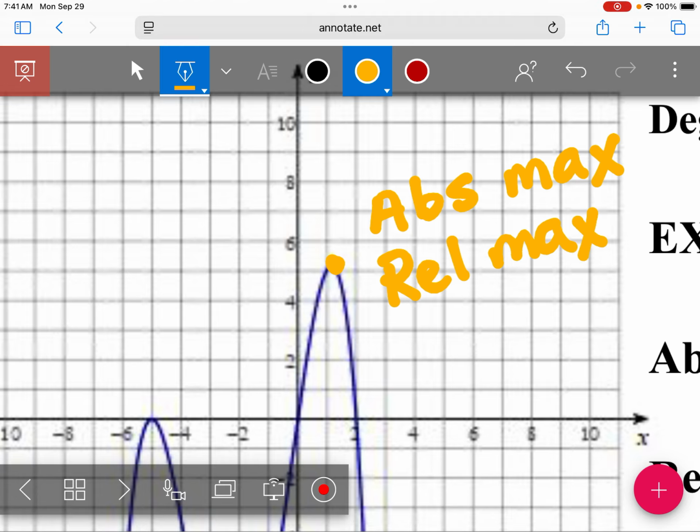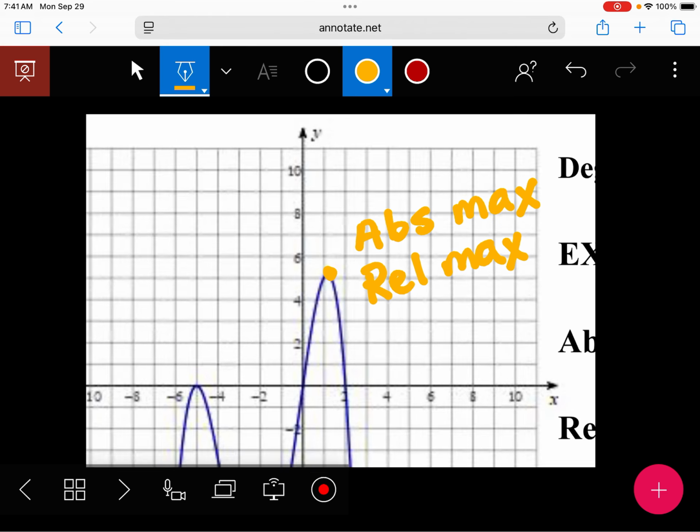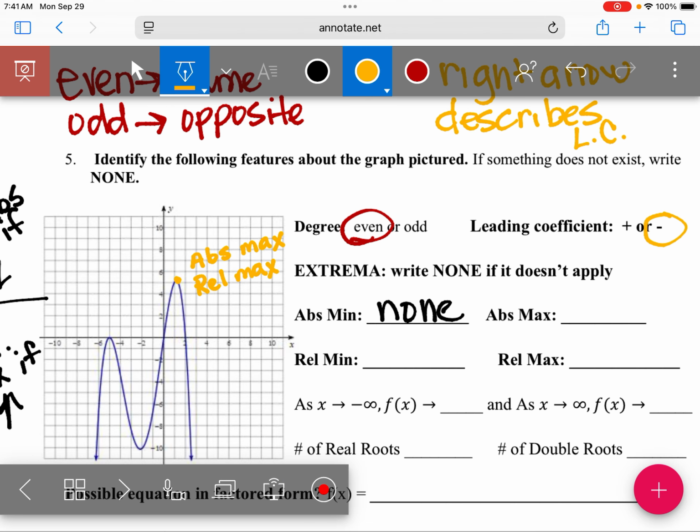So remember, an absolute max is the highest hill, but relative max is every hill. So I'm gonna round that to about 1.5. That's pretty close enough. So I'm gonna say 1.5. I have to put that here and here. Put that in both places.